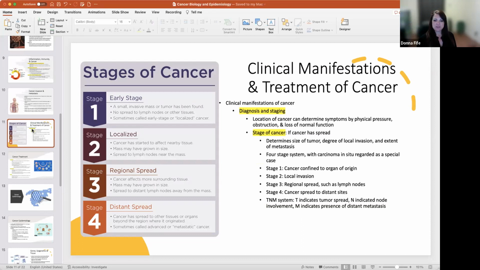There's a 4-stage system, with carcinoma in situ regarded as a special case. Stage 1, the cancer is confined to the organ of origin. Stage 2 is local invasion. Stage 3 is regional spread, such as to the lymph nodes. And stage 4, the cancer has spread to different sites. There's also the TNM classification system. T indicates tumor spread, N indicates node involvement, and M indicates presence of distant metastasis. And here's just more information on the stages of cancer.